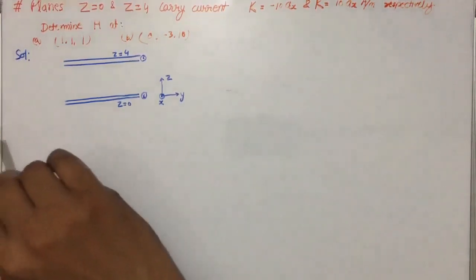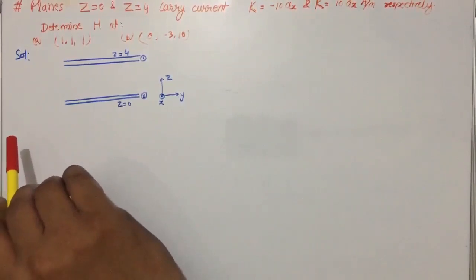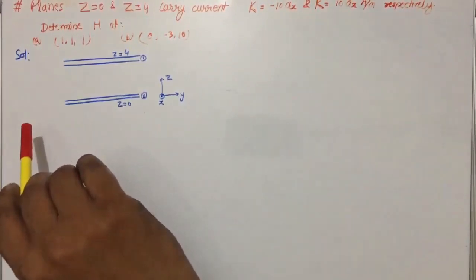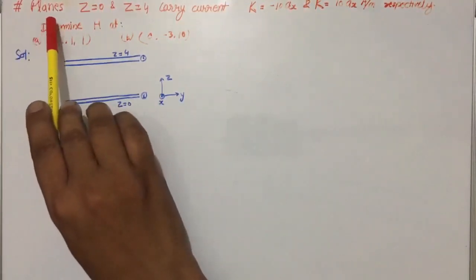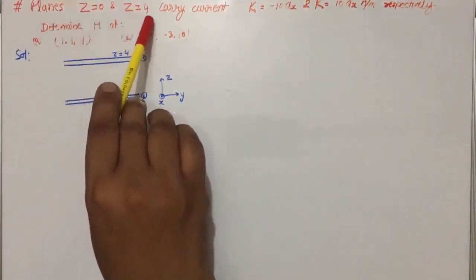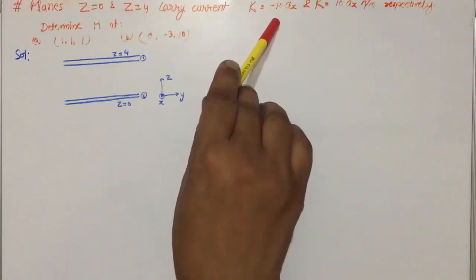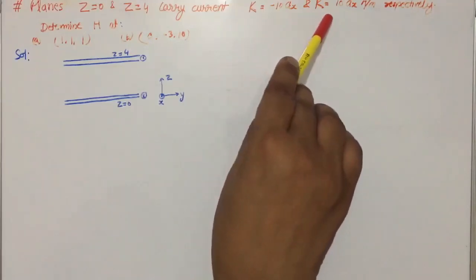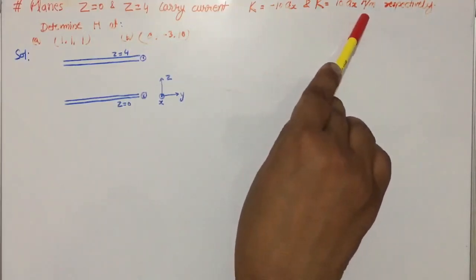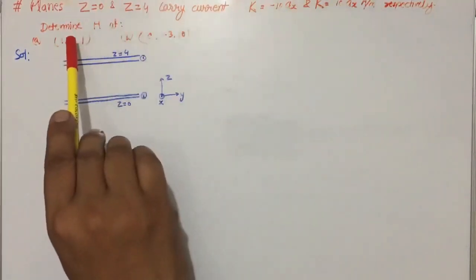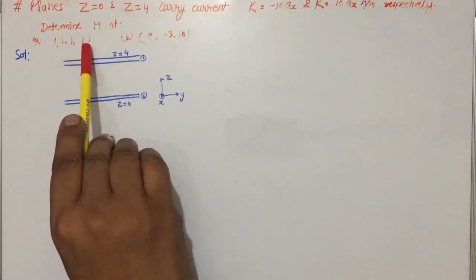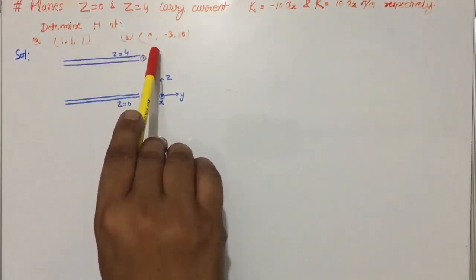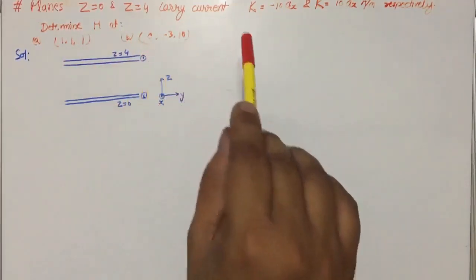Now let us solve one example based on the sheet current to find the magnetic field intensity at a given point. The problem is planes Z is equal to 0 and Z is equal to 4 carry current K is equal to minus 10 AX and K is equal to plus 10 AX ampere per meter respectively, and we have to determine H at this point that is having coordinate 1, 1, 1, and another point which is having coordinate 0, minus 3 and 10.